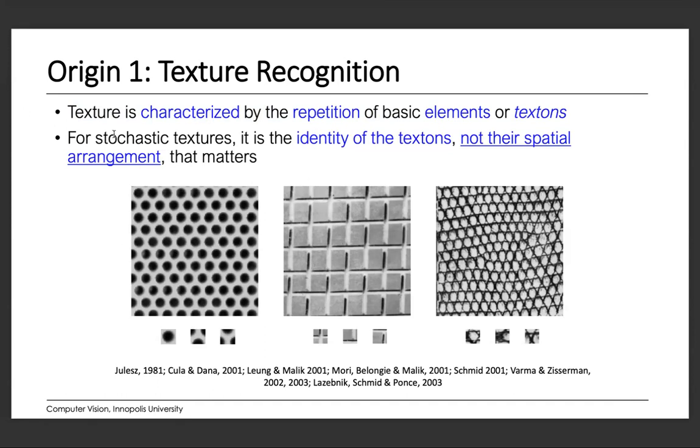So, just to read the text here, just to recap, texture is characterized by a repetition of basic elements or textons. So these are the elements or the textons that are basically repeating. And for stochastic textures, it is the identity of the textons, not their spatial arrangements, that matter, right? So it's not the fact that this circle is on the top or this circle is in the bottom. What matters is this circle exists, right? So it's not about the location of these textons, right?